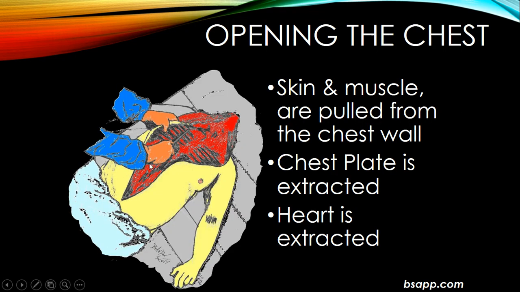So opening the chest, you're going to pull back the skin and muscle from the chest wall, and the chest plate is going to be extracted. Along the sides of the trunk of the body, you would trim the ribs in order to take this chest plate directly off. And then the heart would be extracted and weighed and set aside for the moment.